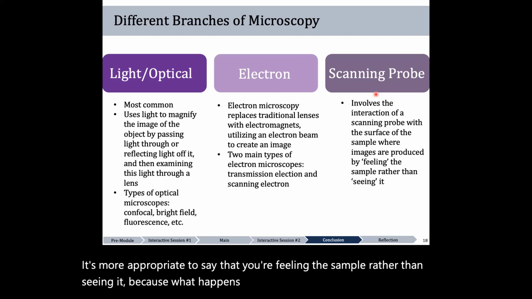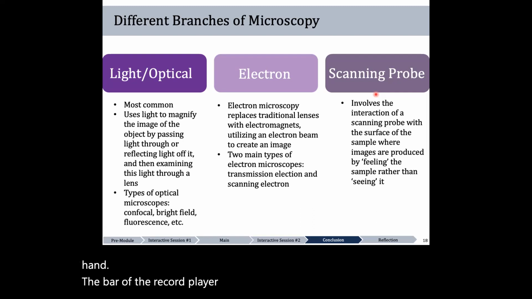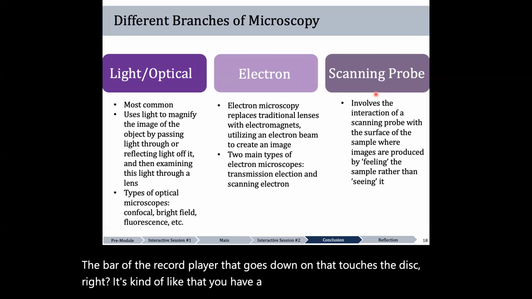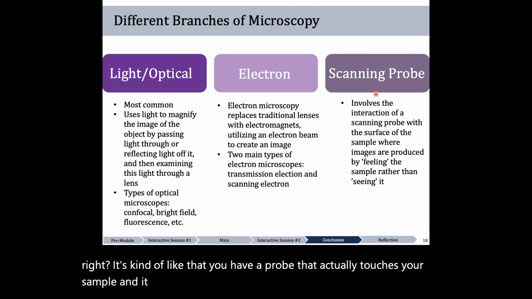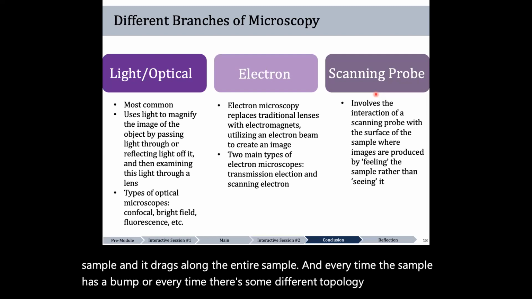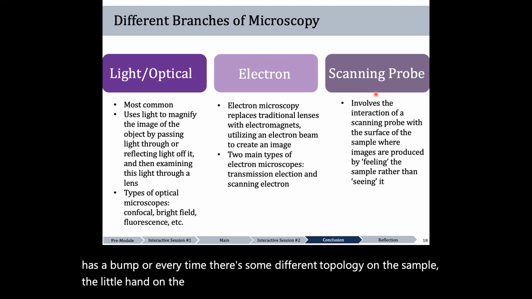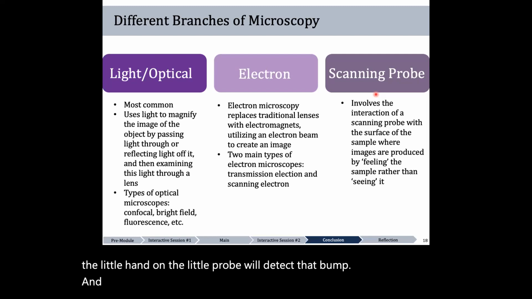Imagine a record player, right? You have the bar of the record player that goes down and touches the disc. It's kind of like that. You have a probe that actually touches your sample. It drags along the entire sample, and every time the sample has a bump, or every time there's some different topology on the sample, the little hand on the probe will detect that bump and will be able to image that.